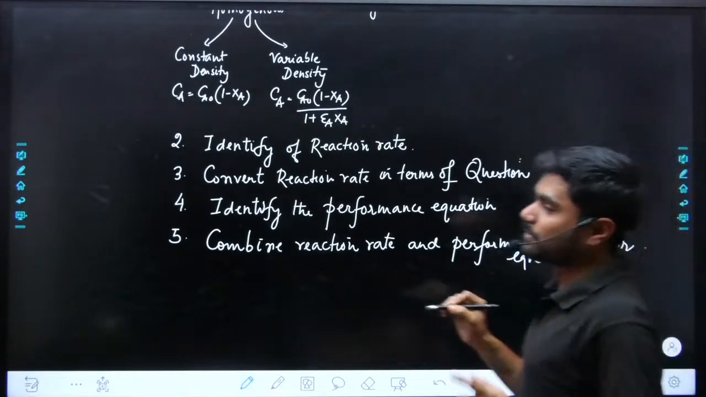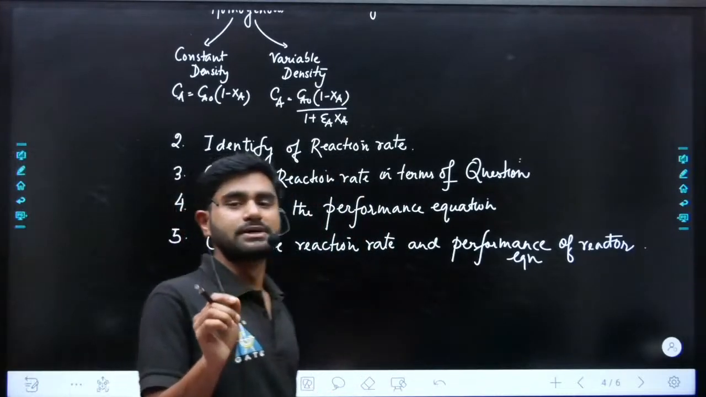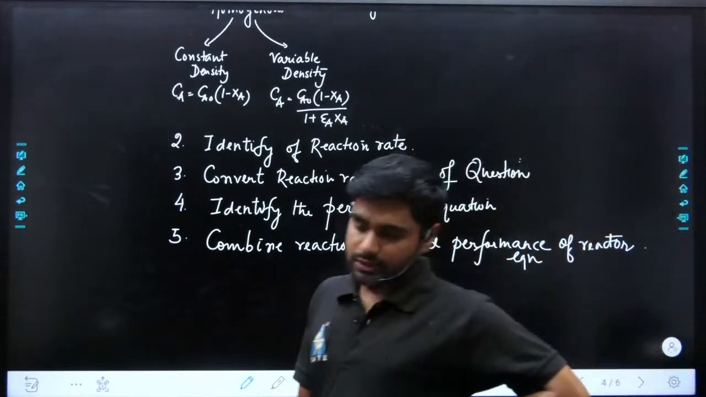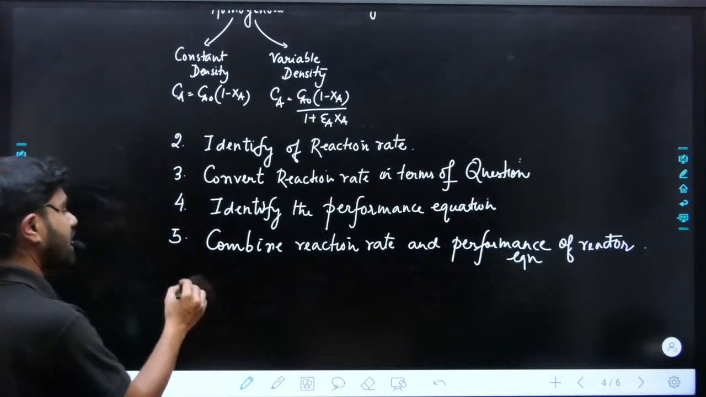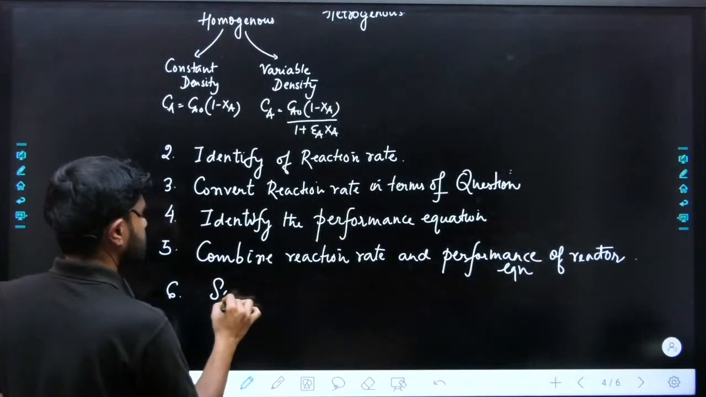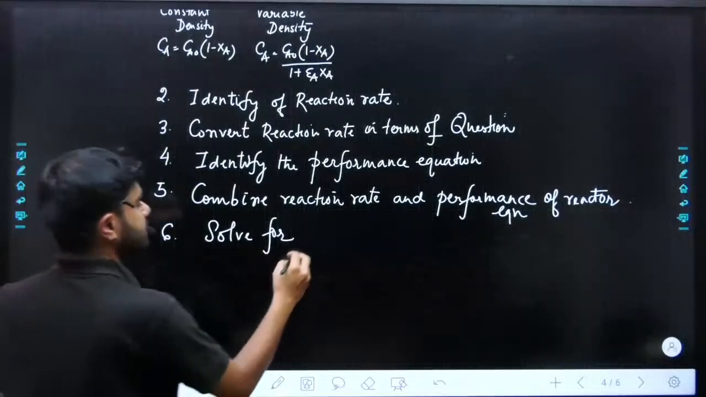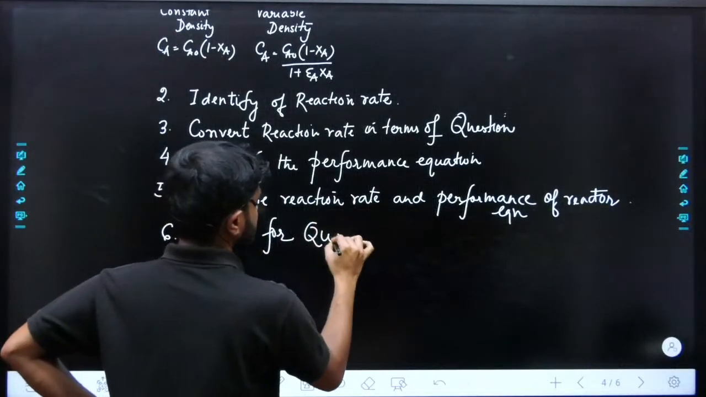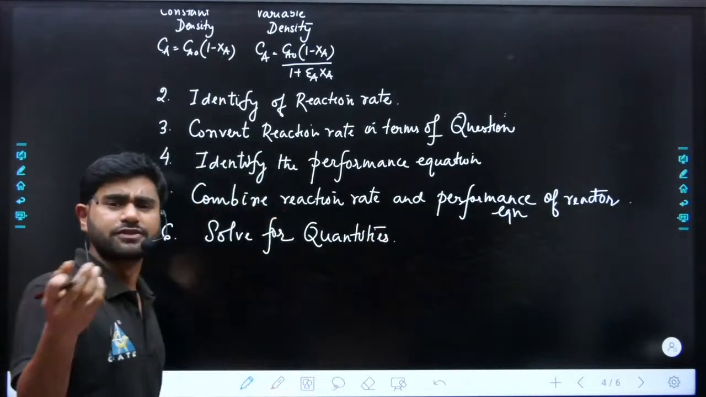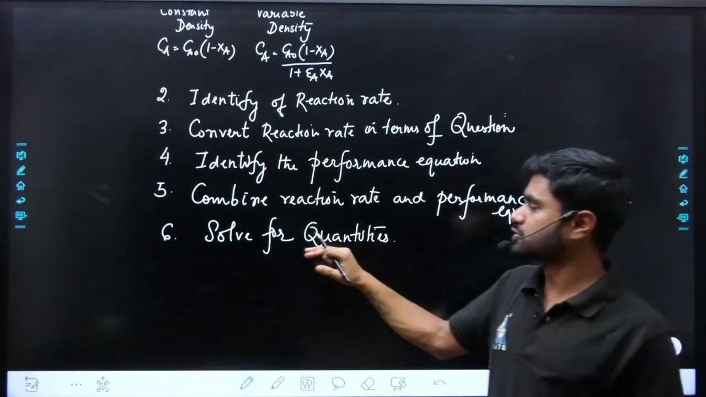And number 6, just let me know what is number 6. Vijay, Akshay, Karan, just let me know. The last part: you need to solve for quantities. The quantities means the question has been asked with something related to flow rate, conversion, volume, any one of them. So anything may be asked, so you need to solve for quantities.